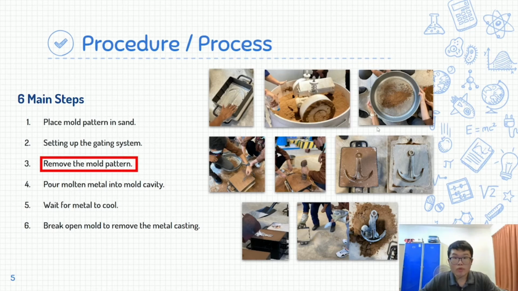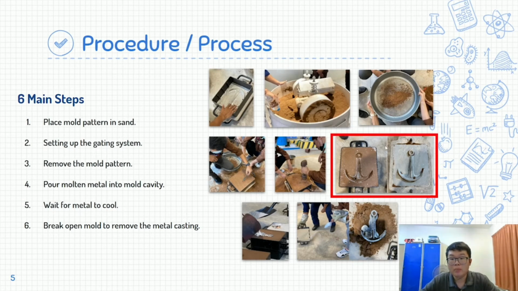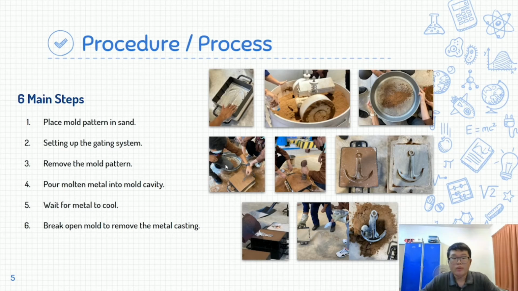Step 3, remove the mold pattern. The sprue and pattern are removed when the mold is set up, and this step will help us to form a mold cavity. Step 4, we need to pour the molten metal into the mold cavity.